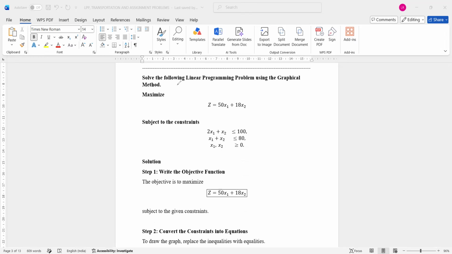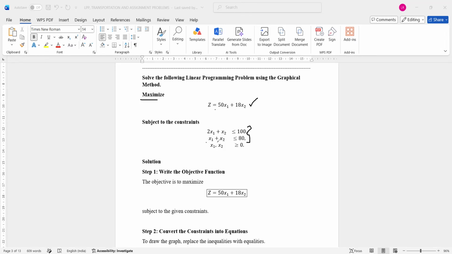First question: solve the following linear programming problem using the graphical method. First one, they have given maximize, so we need to find the maximum value. Z equal to 50x1 plus 18x2 they have given. Subject to constraints, two equations they have given: 2x1 plus x2 less than or equal to 100, and x1 plus x2 less than or equal to 80.